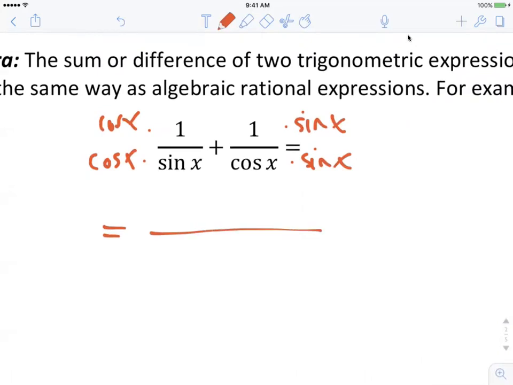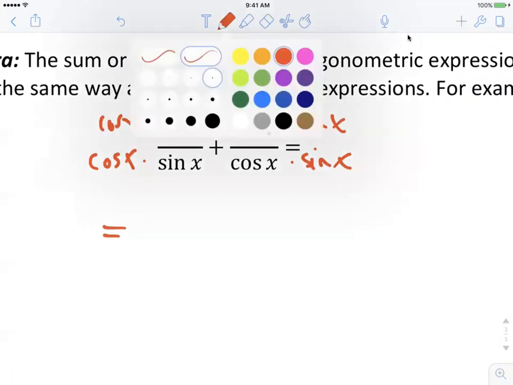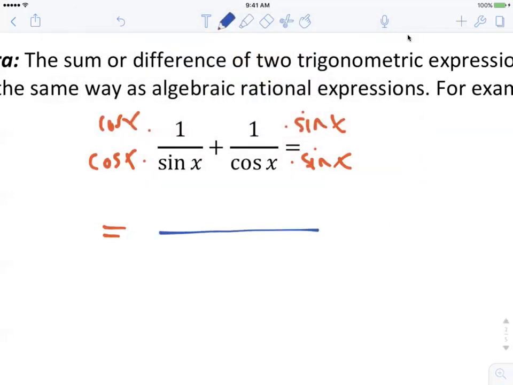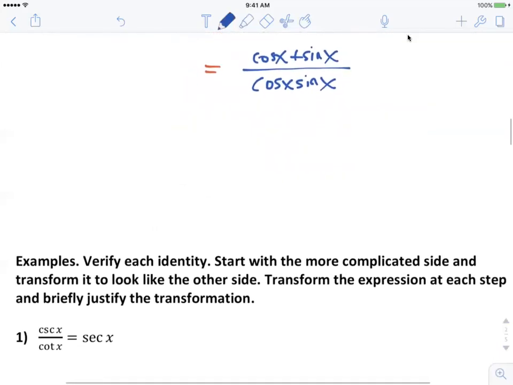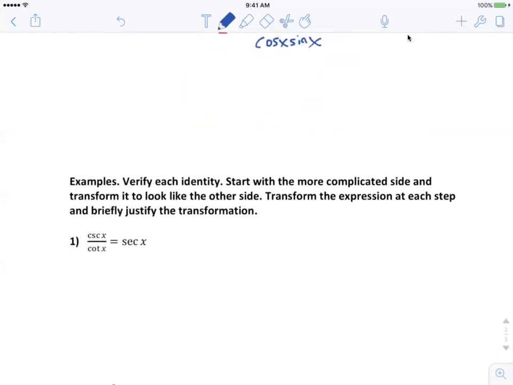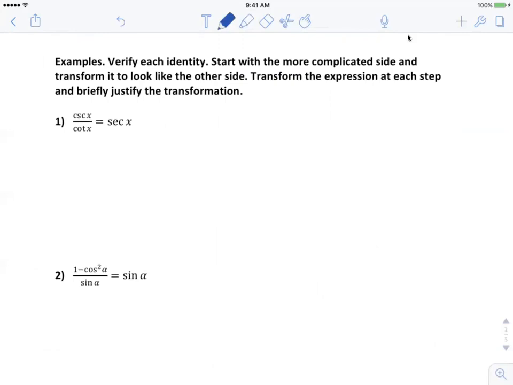my goal is to write this as one fraction. Oops, I should go back to my blue. One fraction. The common denominator is cosine sine. The numerator is cosine times 1 plus 1 times sine. That's just going to be cosine plus sine. Okay, so you're going to have to review that as well. That pops up now and then, adding fractions. Okay, let's get to some verifications here.